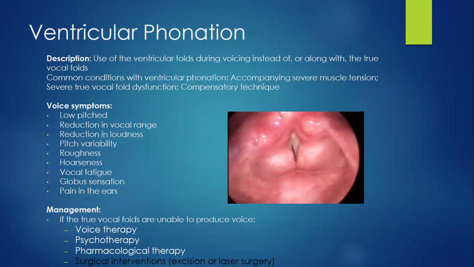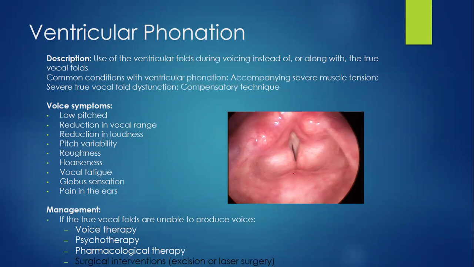Then there's ventricular phonation. Do you remember us talking about ventricular folds? So the ventricular folds are the false vocal folds, right? So ventricular phonation just has to do with vibrating with the false vocal folds, or the false vocal folds along with the true vocal folds.